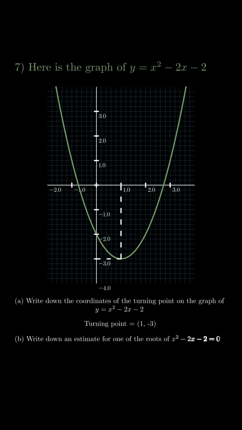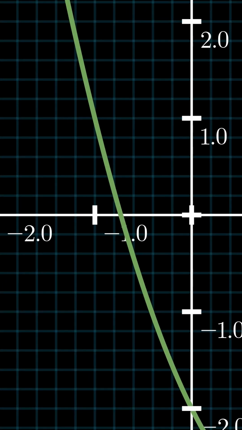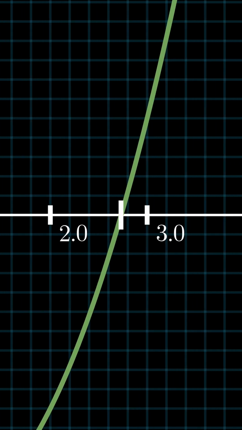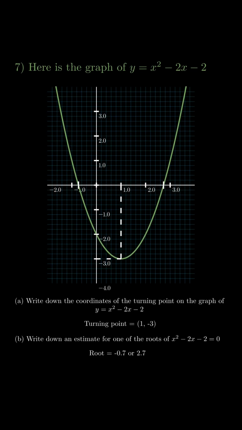Part B for 1 mark. Write down an estimate for one of the roots of x squared minus 2x minus 2 equals 0. So the roots of a curve in this case are the points where the graph crosses the x-axis, where y equals 0. Now in our case we have two, one at around minus 0.7 and the other one at around 2.7.